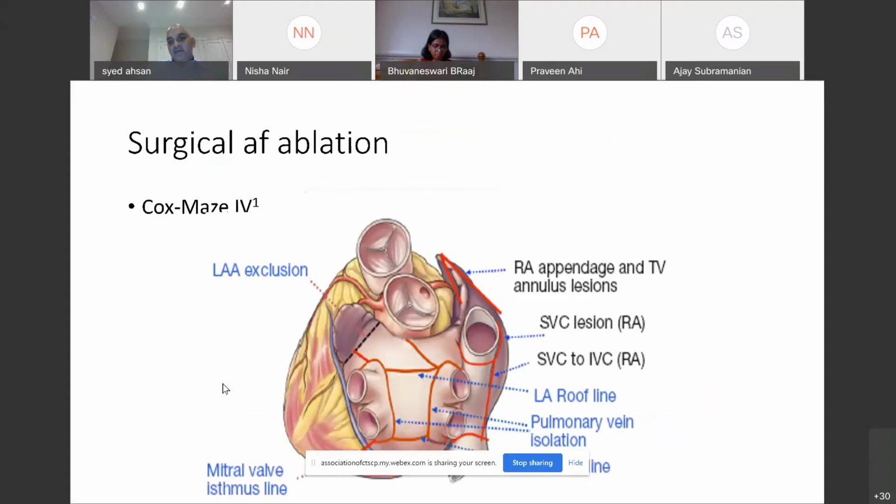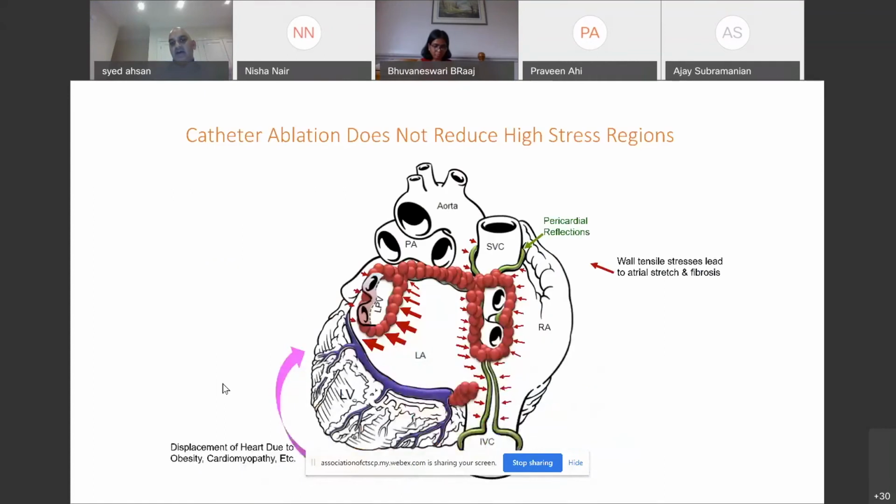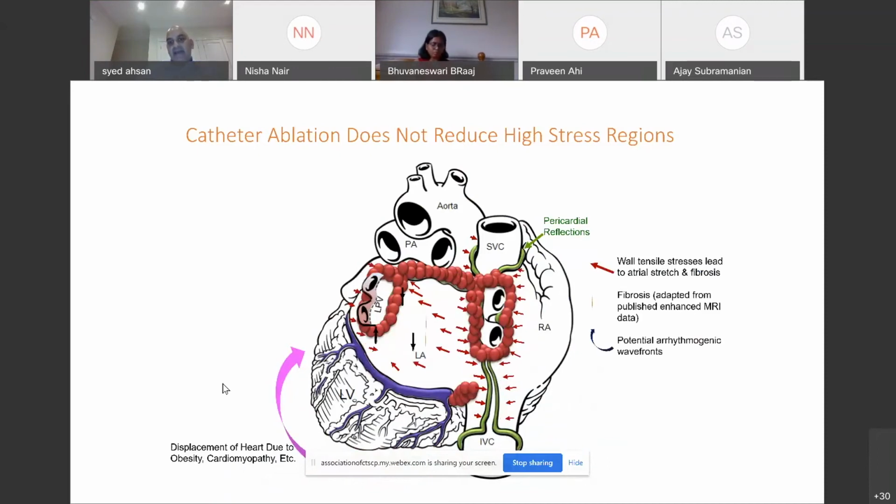We've already heard about the gold standard Cox-Maze, which carries extremely high success rates. And we know that catheter ablation, as electrophysiologists like myself, is great for isolating the pulmonary veins. So patients with paroxysmal AF do extremely well. But in persistent AF, we're not having the same success rates. This is because we don't know all the mechanisms for maintenance of persistent AF, and there have been lots of theories, but with a single catheter we can't treat this effectively.